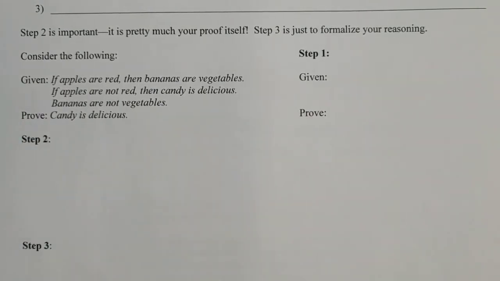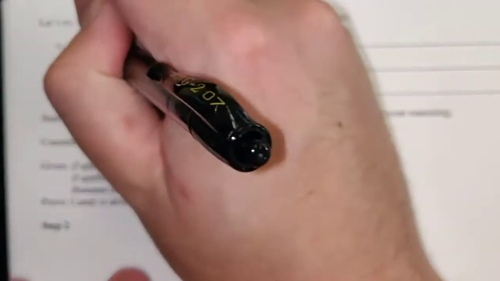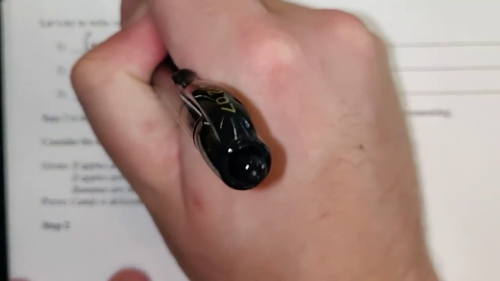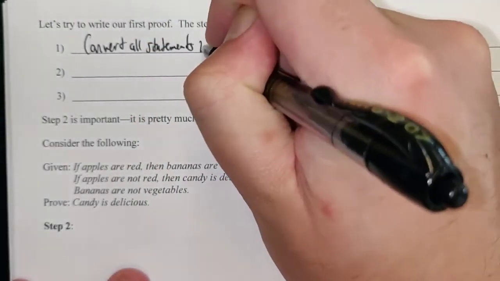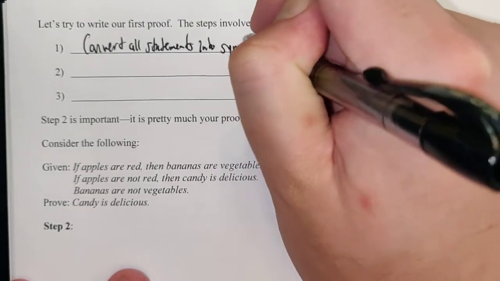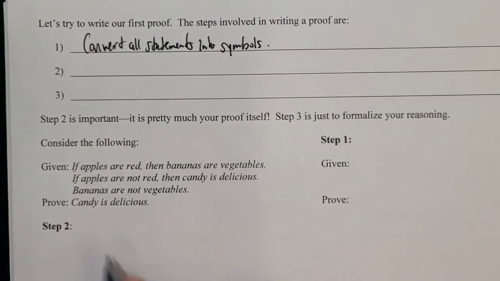So just like we've been doing previously, it's a good idea to convert everything to symbols. So our first step here is to convert all the statements into symbols. Now, there may be certain situations where they're already in symbols, in which case you can skip step 1, but we can do that here.